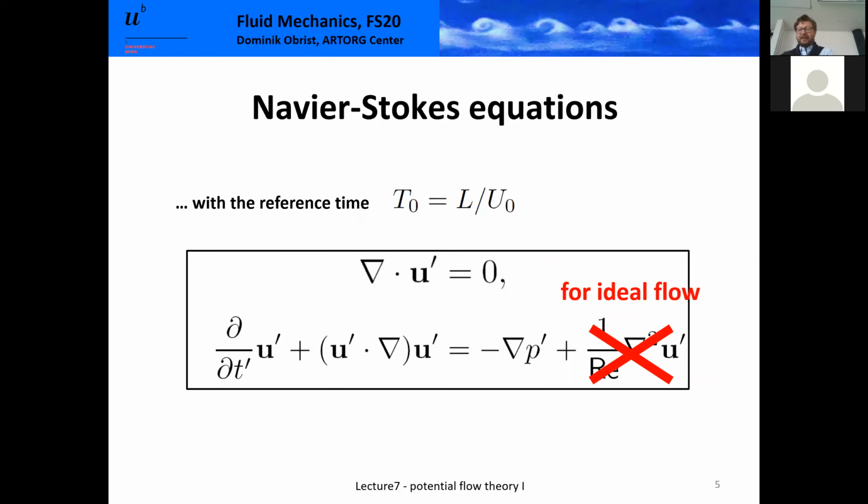These equations without viscous term are called the Euler equation. They maybe look a bit easier because they have one less term, but they're not really much easier to solve, because you still have this non-linear term on the left-hand side, which creates a lot of problems from a mathematical point of view.